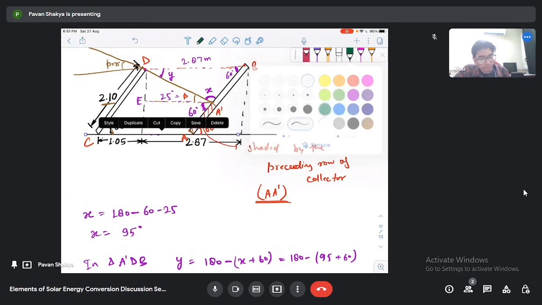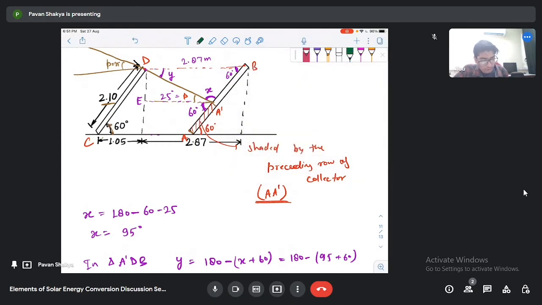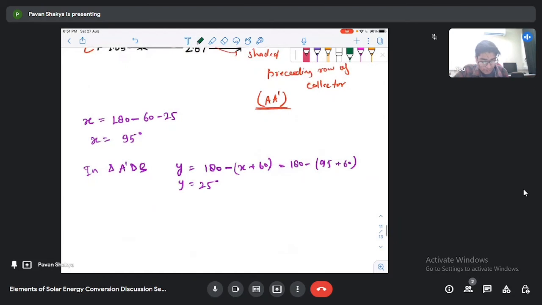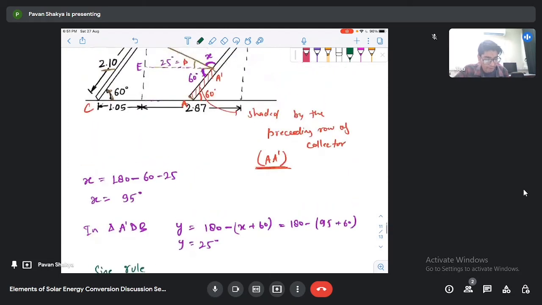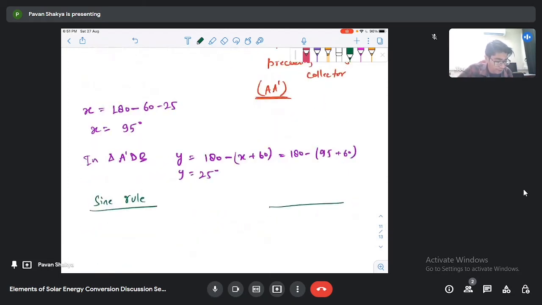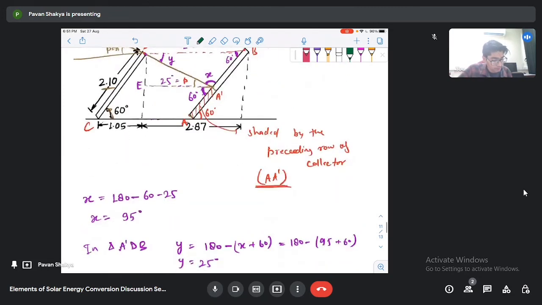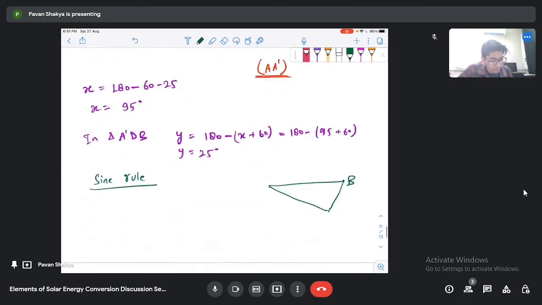Okay, so what we will do? We will apply the sine rule. In triangle, let me draw this triangle again. In this triangle, this is our B point, this is our D point, this is A prime, this angle is X, this angle is Y, this one is 60 degree.